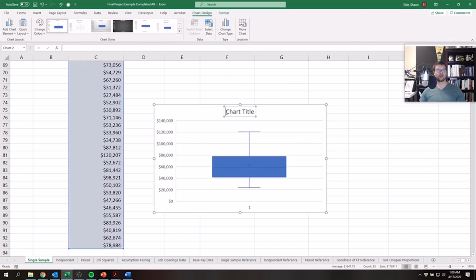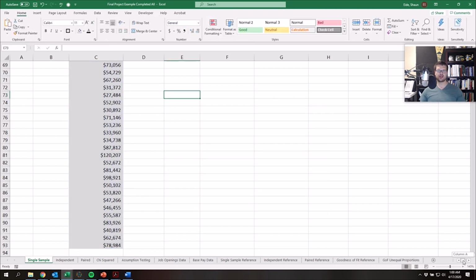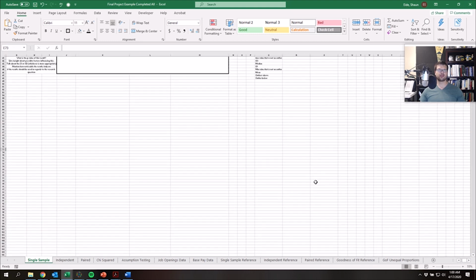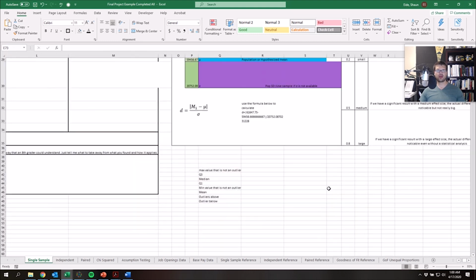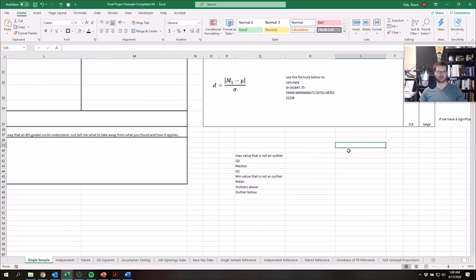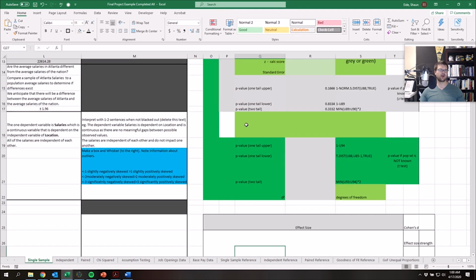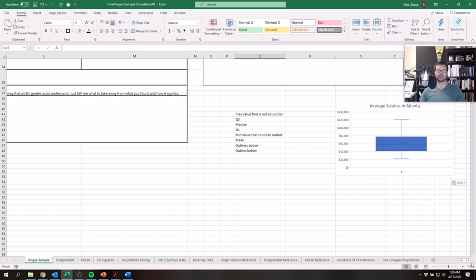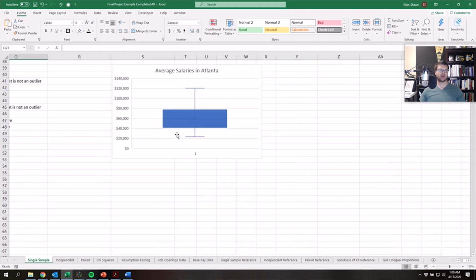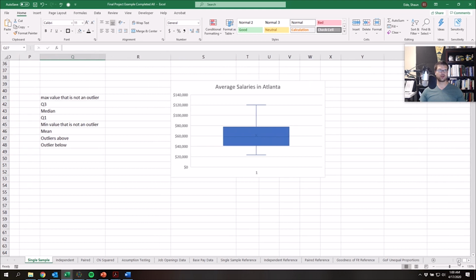So now we have average salaries in Atlanta. What I just did is I cut it, and I'm going to put it in a slightly different location. I'm going to bring it right over here, to the right hand side of everything that we're doing. So we've got the average salaries in Atlanta, and this is the box and whisker plot showing us that.